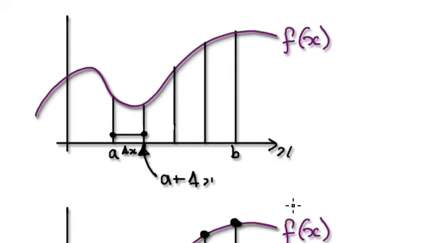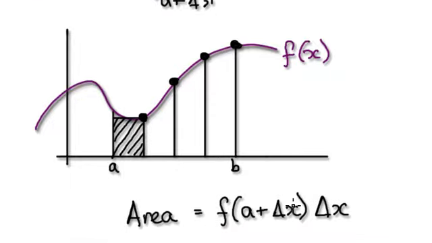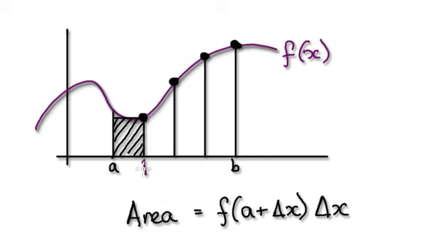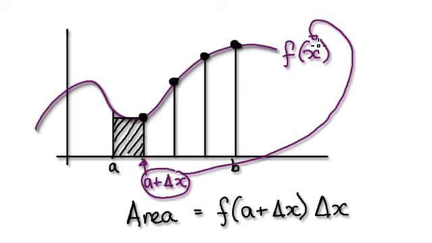Okay, so hang on. For the area of this thing here, don't forget, this bit here is a plus delta x. To work out the area of this rectangle, we would put this a plus delta x into the original function. That will give us this height. Because if the x coordinate here is a plus delta x, then put the whole number into the original function, and that will take us straight up to here.